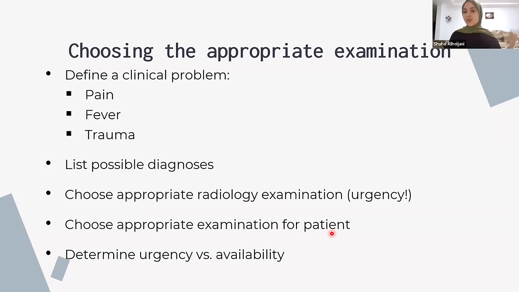You don't need to do CT, you don't need to examine the whole body. But also, you need to keep in mind the urgency. So sometimes, let's say a patient presents with trauma. Now, trauma is something major. You need to test, you need to make sure there's no internal bleeding, you need to make sure everything is intact internally. So you do a CT.